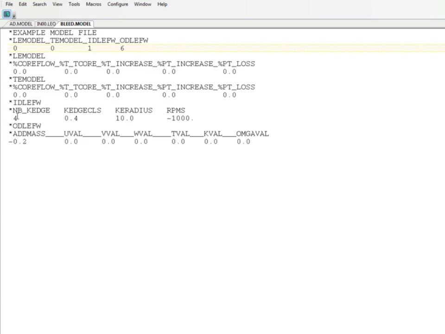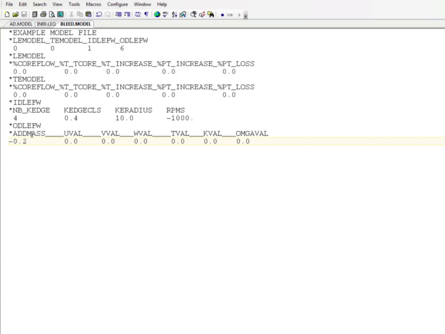Moving down 3 rows, looking at the ID platform specification, we can see that we have a knife edge seal model with 4 knife edge seals, with a clearance of 0.4 inches at a location of 10 inches, and with a rotational velocity of -1000 RPMs. In this case, looking downstream, negative rotation is defined as the components moving in the clockwise direction.